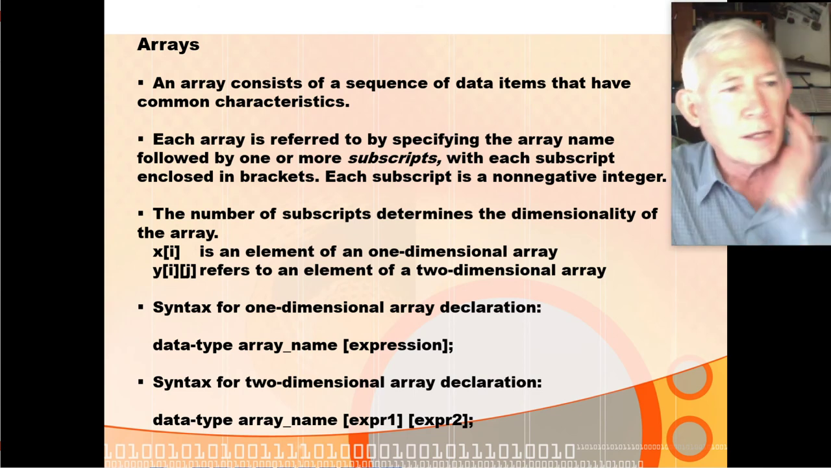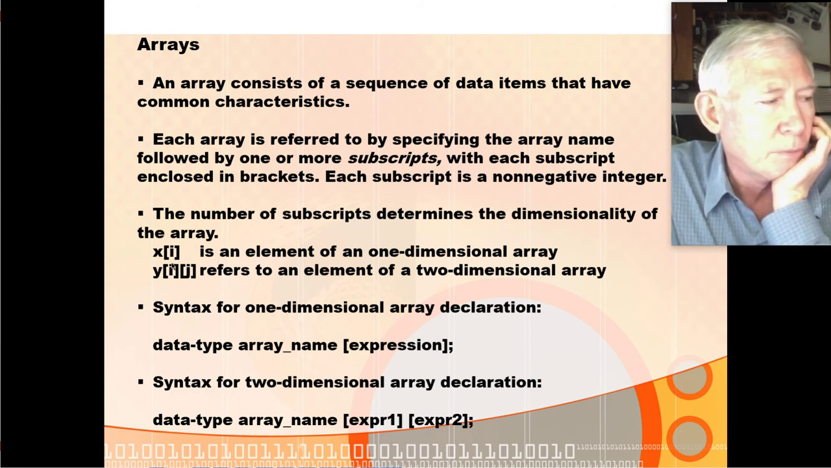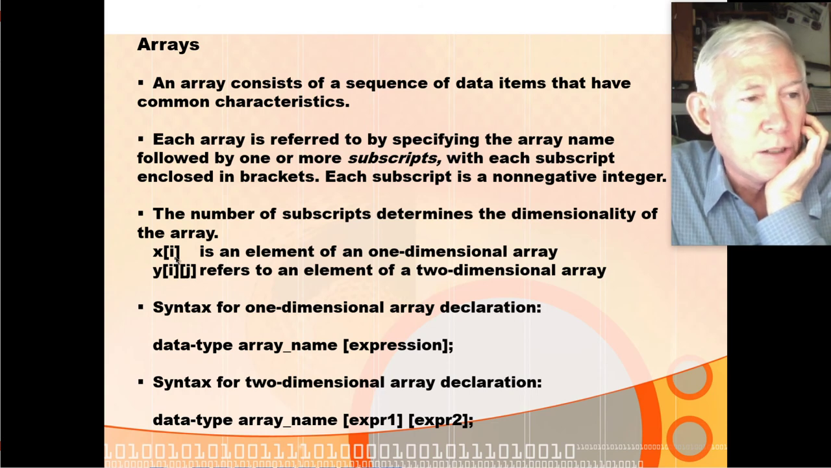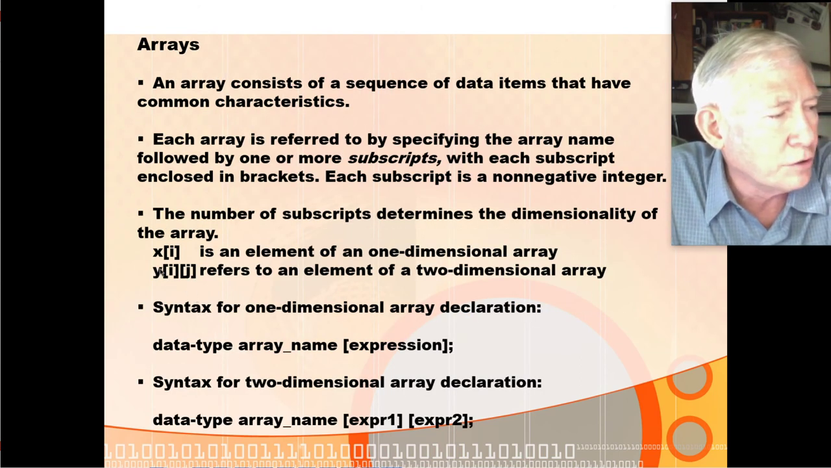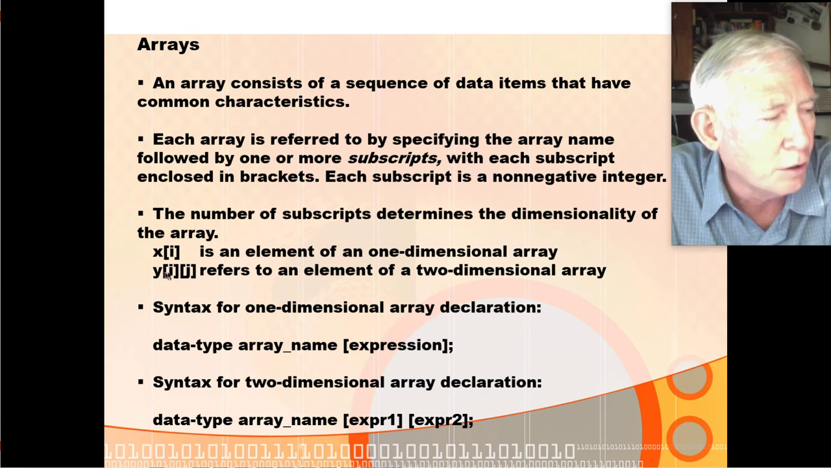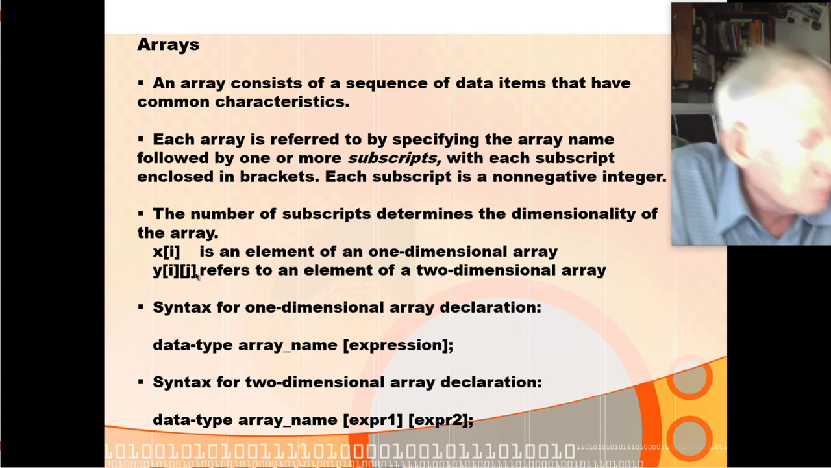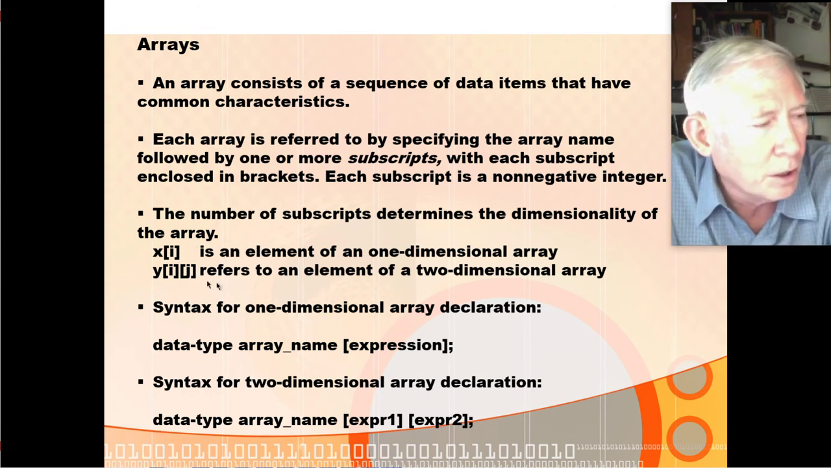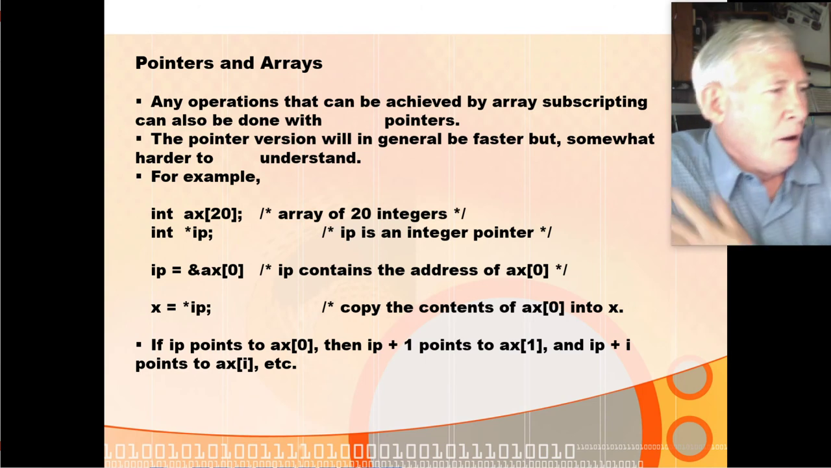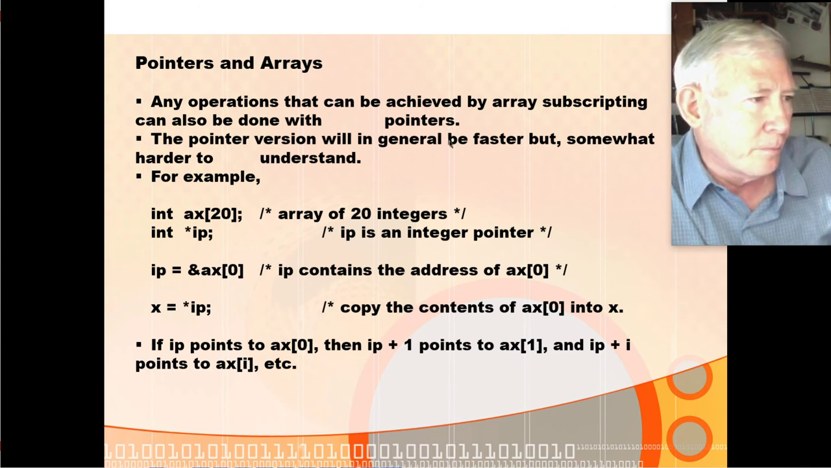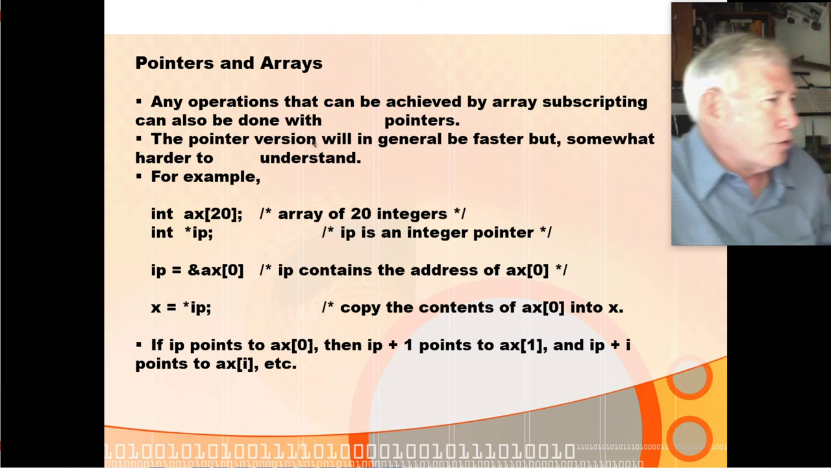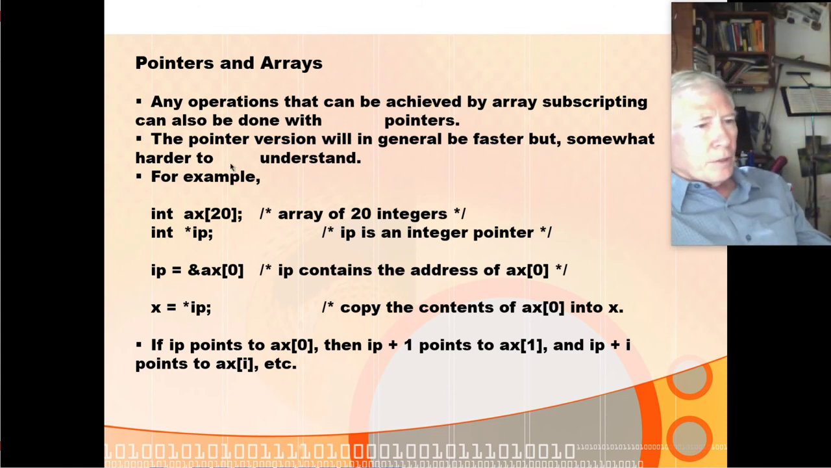Make sure you remember that the initial value is the number of elements stored in the array, but it is in itself illegal. You have to do that number minus 1 to get the last element of the array. The two-dimensional matrix definitions here are always row, column, and that's how they're stored: a row at a time, all just touching end to end. So any operations that can be achieved by array subscripting can also be done with pointers. And generally, the pointer version might even be a little faster. So it's good to keep that in mind.